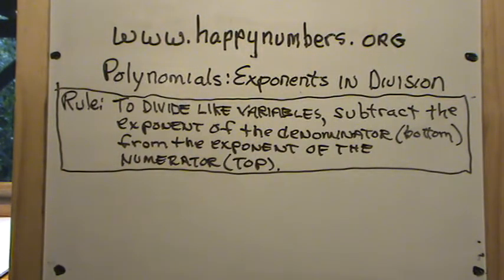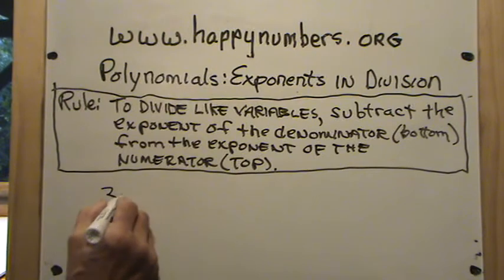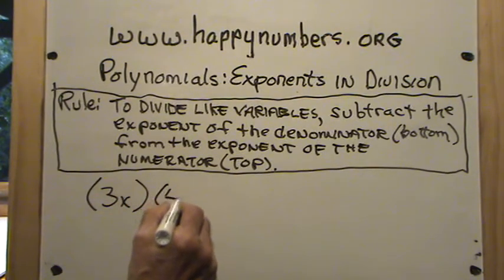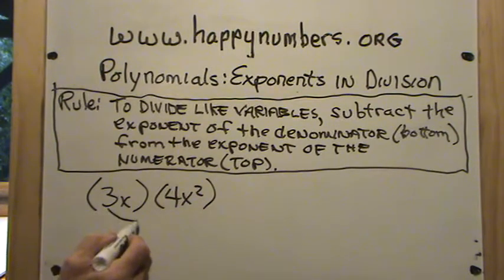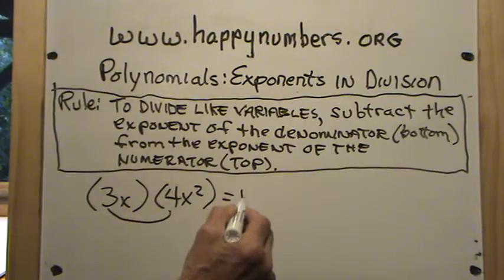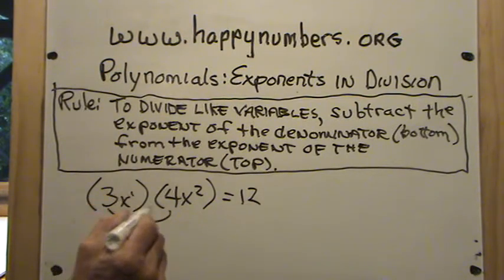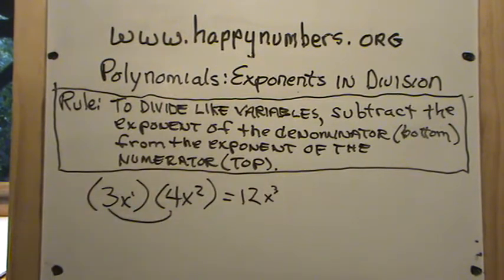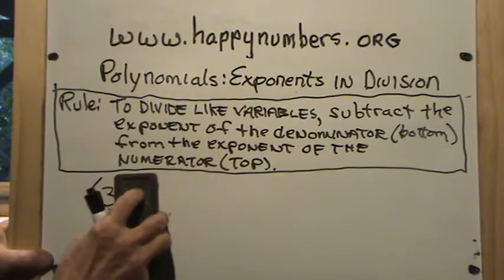Today's lesson on polynomials is what we do with exponents when we are dividing polynomials. If you recall what we do with exponents when we're multiplying polynomials, if we're multiplying 3x times 4x squared, we know we multiply the coefficients, 12, and we add the exponents. Now we know this is x to the first and this is x to the second, so that gives us x to the third. But now we're going to work on division.